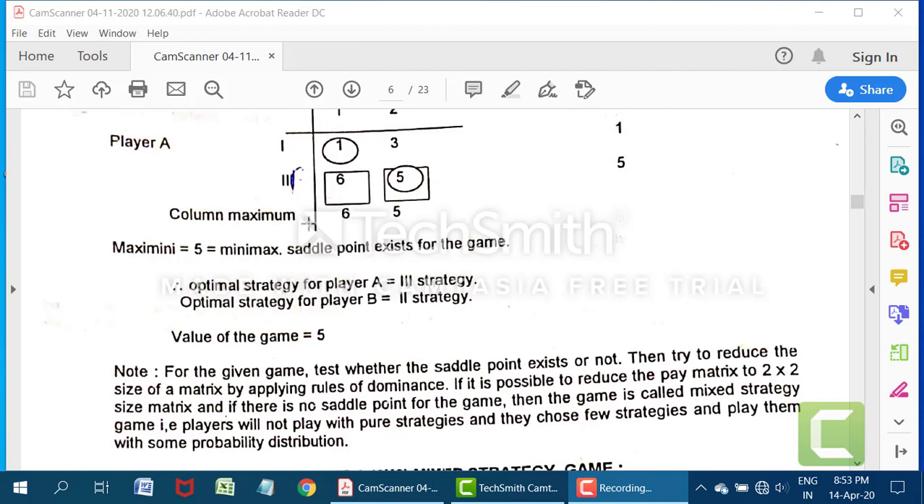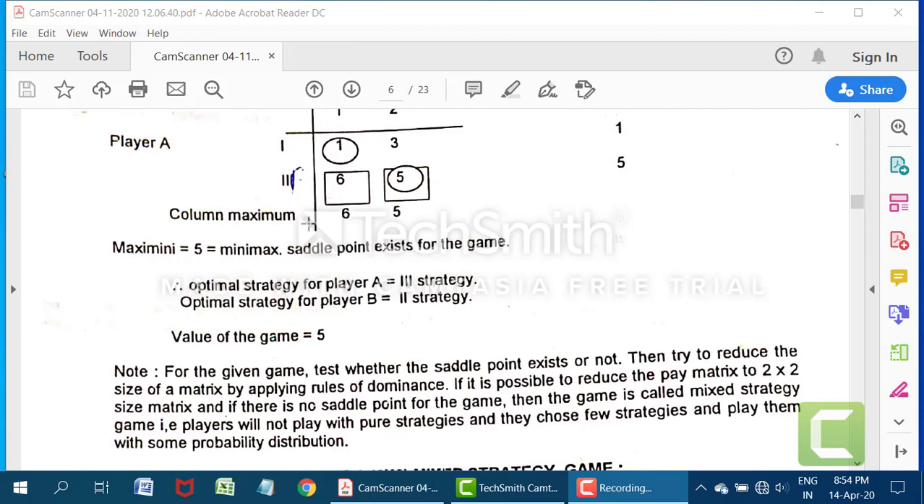I repeat once again. If the payoff matrix given is large, apply the rules of dominance, reduce it to the minimum size. Then apply the minimax maximin criterion. Find out if the saddle point exists for the game. If the saddle point exists, a solution is there. Value of the game is the saddle point. Corresponding strategies will be the best strategies for the players. One single best strategy for player A, one single best strategy for player B.